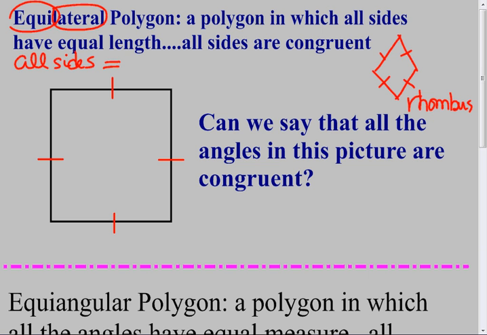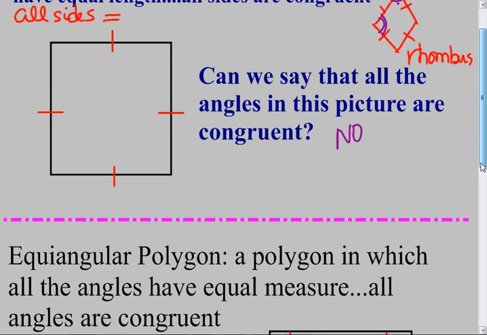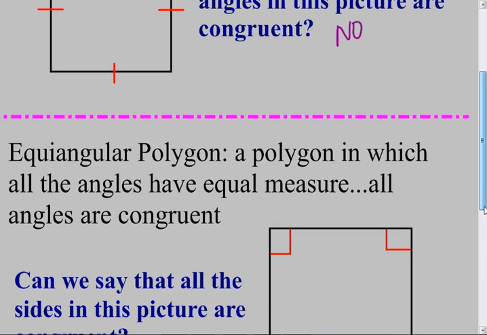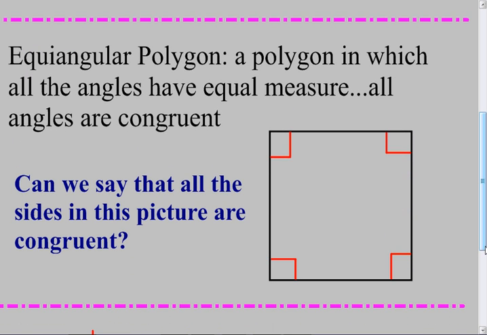Is this angle congruent to that angle? Yes. Look at it. That's obtuse. That's acute. No. So just because it's equilateral doesn't mean all the angles are equal. And the word for if all the angles are equal is equiangular. So the answer to this question is no, not for sure. Whereas in an equiangular polygon, all the angles are equal. Necessarily, if all the angles are equal, does it have to be equilateral?